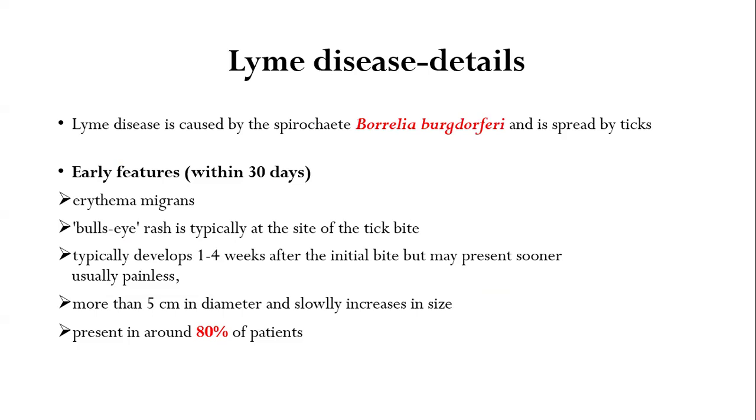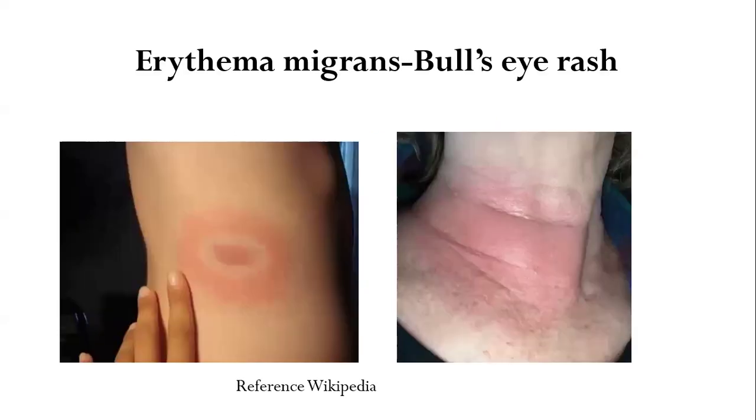The rash typically develops 1 to 4 weeks after the initial bite, but it may present sooner, and it is usually a painless rash. It is more than 5 centimeters in diameter and it slowly increases in size. It presents in around 80% of the patients. However, in our patient, the rash was absent.